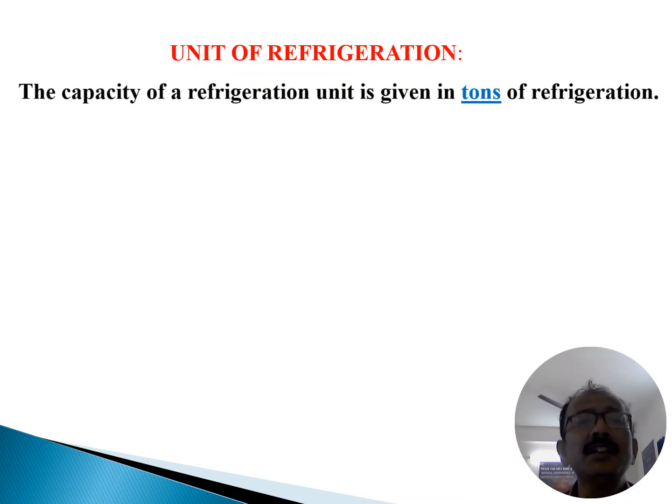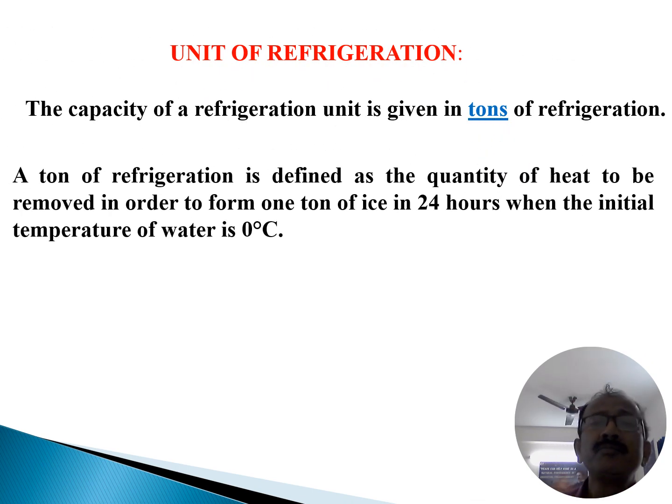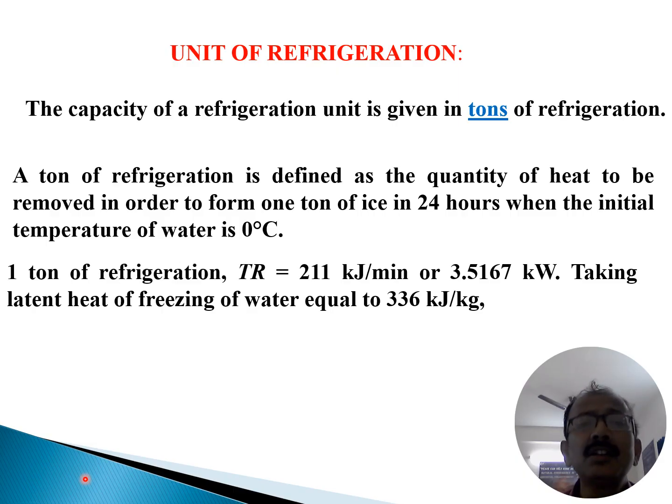Now the unit of refrigeration. The capacity of a refrigeration unit is given in tons of refrigeration. So what is a ton? A ton of refrigeration is defined as the quantity of heat to be removed in order to form 1 ton of ice in 24 hours when the initial temperature of the water is 0 degree centigrade. That means converting 0 degree centigrade water into 0 degree centigrade ice, the quantity being 1 ton in 24 hours. That capacity is called 1 ton of refrigeration.